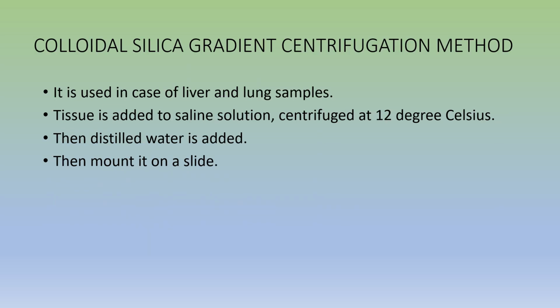Colloidal silica gradient centrifugation method. This method is applied if the tissue samples are from liver or lung. The tissue layer is added to the saline solution and centrifuged at 12 degrees Celsius. Then distilled water is added to it. After that, it is taken and mounted on a slide to view under the microscope.